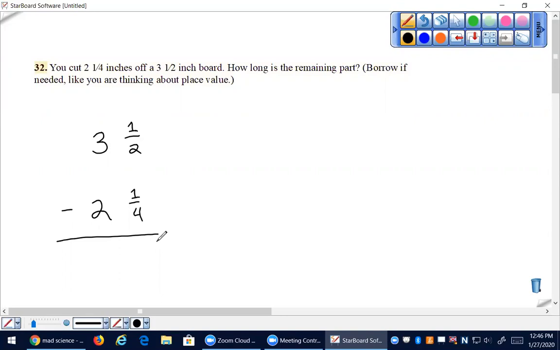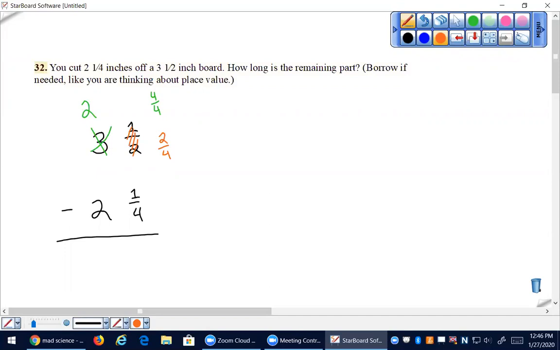But if you like thinking about place value, you could do the same kind of thing and say, oh, look, I'm going to take this 3 and make it into a 2 and then a whole. In this case, I don't want my whole to be a 1. I want it to be fourths. And I'm also going to take this 1/2 and make it 2/4. So now my top thing is a number 2, a 4/4, and a 2/4.